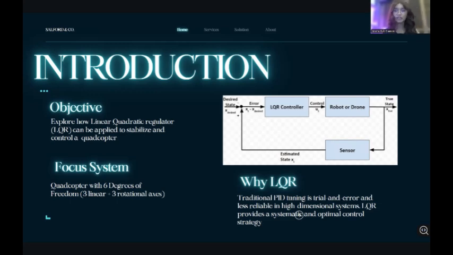And what is the reason that we choose LQR? Because traditional PID controllers are based on manual tuning and may struggle in high-dimensional systems like drones. LQR, on the other hand, provides a systematic approach based on mathematical optimization to get the best possible performance while managing energy use and stability.